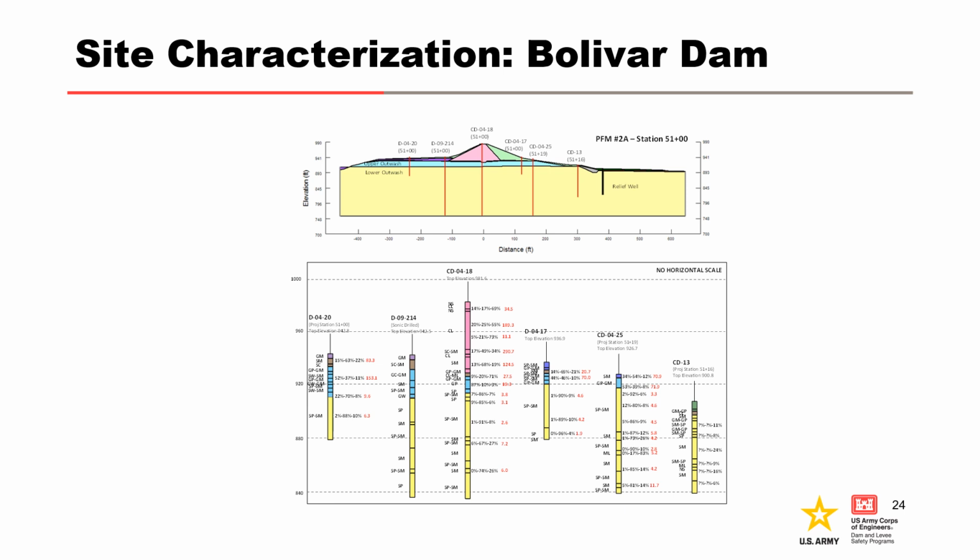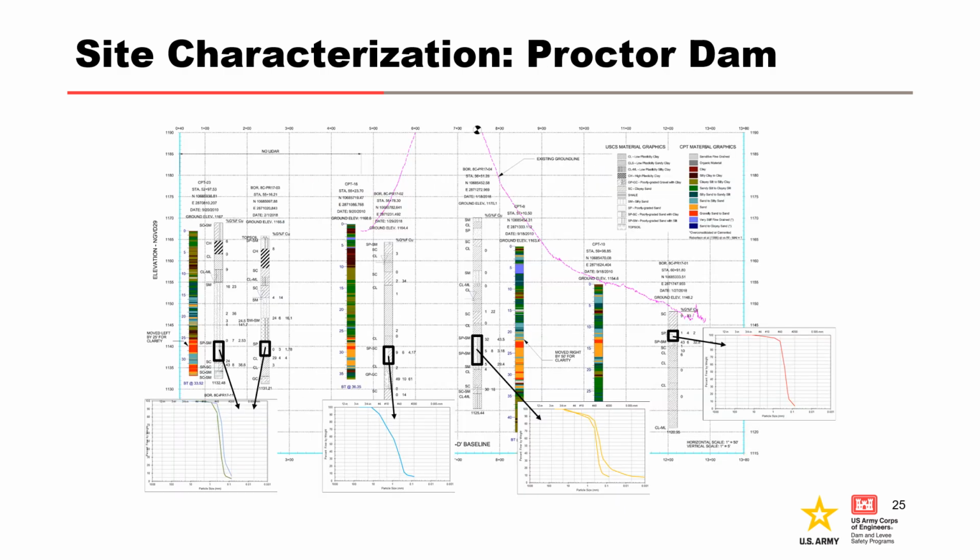It is paramount to have good site characterization drawings to scale to understand the piping path and continuity of material susceptible to backward erosion piping beneath a roof-forming material. This example is from Bolivar Dam. In this example from Proctor Dam, selected gradations are included with the boring data and embankment cross-section to illustrate the presence of continuous materials susceptible to backward erosion piping beneath a roof-forming material.